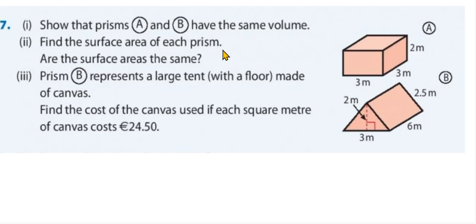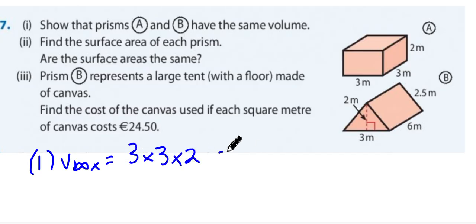Well, show that they have the same volume. No hassle. What's the volume of the box going to be? So V box means volume of box. Who got 3 by 3 by 2? 18 meters cubed. Now, I think we have a bit of a cheat code on this one if we want to use it. What we could do is pretend this is a box and then just halve it. So that's one way of doing it.